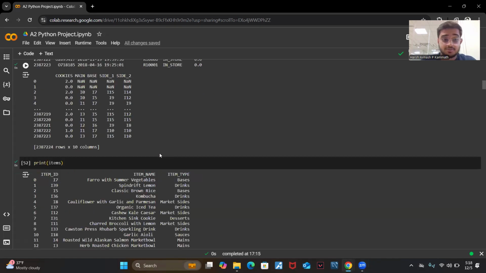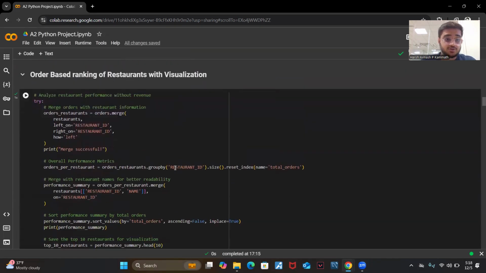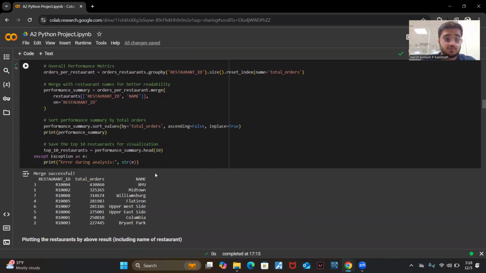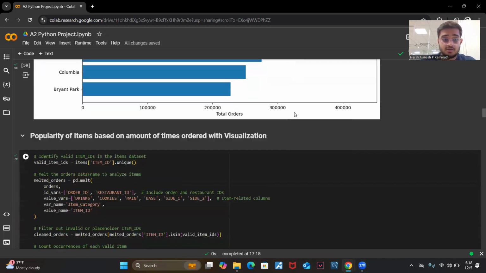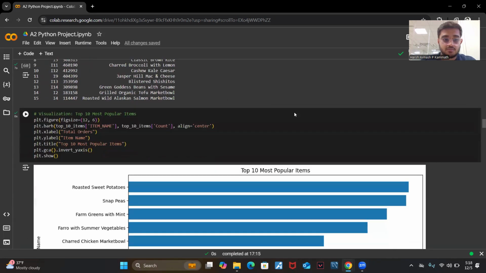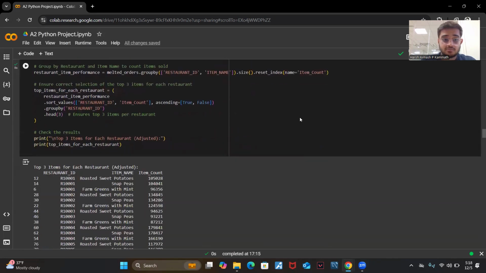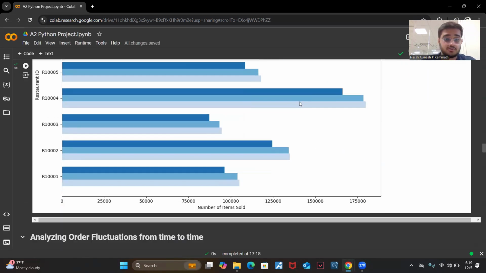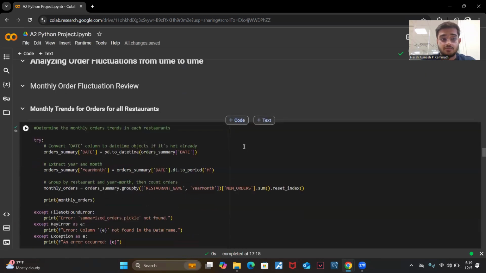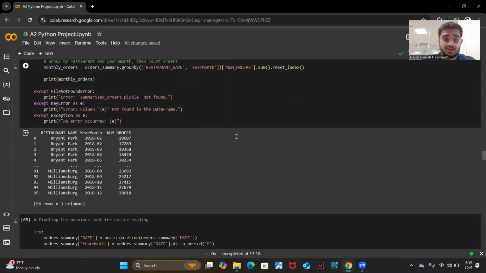We also did some descriptive statistics using the describe function. And then we used concepts like merge and group by to plot certain visualizations, such as the top 10 restaurants by total orders, the top 10 most popular items, and then the top 10 restaurants with the top three items sold, to be exact. We also then used the datetime function to plot time-based fluctuations.